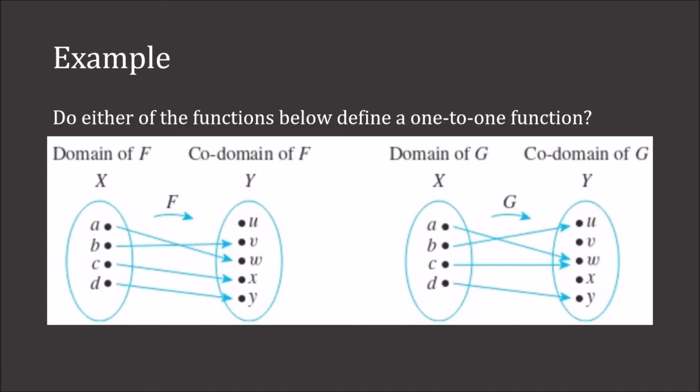So let's look at these two functions right here. Are either one-to-one? Well, to be one-to-one, every element in the codomain has to have only a single arrow. U has none, V has one, W has one, X has one, Y has one. So F is one-to-one. Now let's look at G. U has one, V has none, but W has two. We can stop looking. G is not one-to-one.